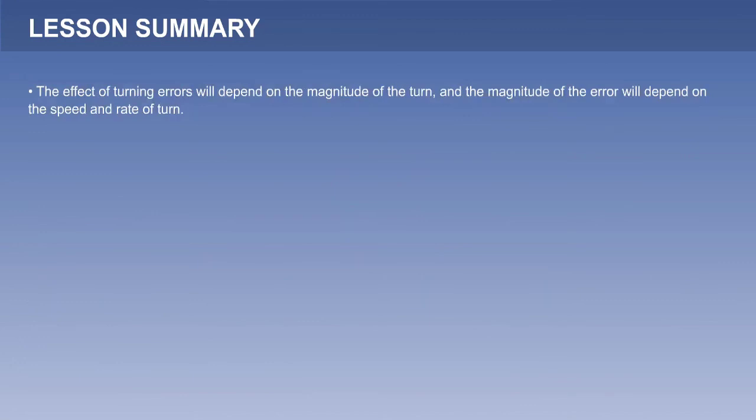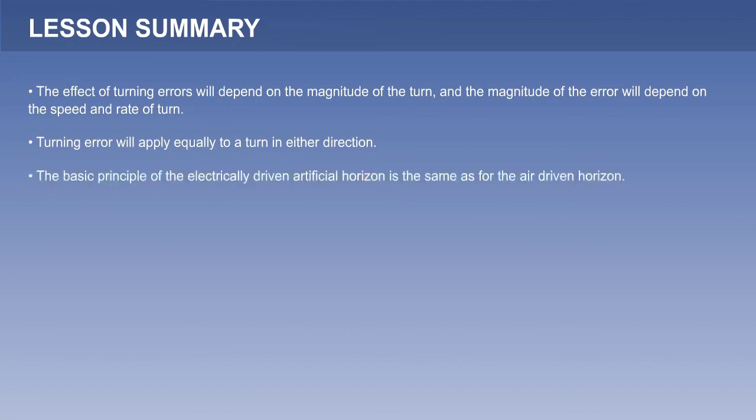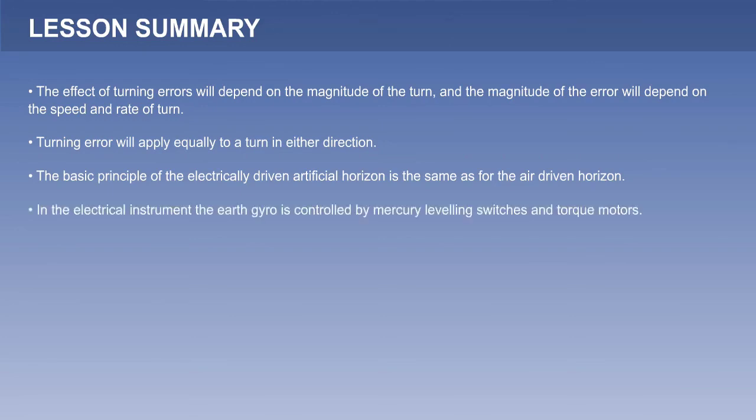The effect of turning errors will depend on the magnitude of the turn, and the magnitude of the error will depend on the speed and rate of turn. Turning error will apply equally to a turn in either direction. The basic principle of the electrically driven artificial horizon is the same as for the air-driven horizon. In the electrical instrument, the earth gyro is controlled by mercury leveling switches and torque motors.